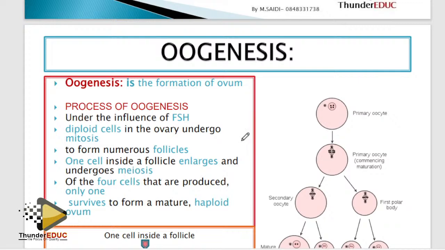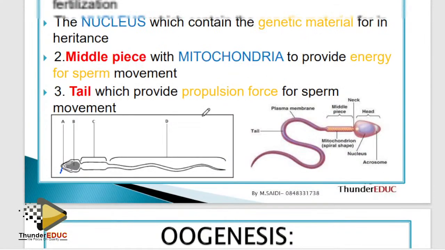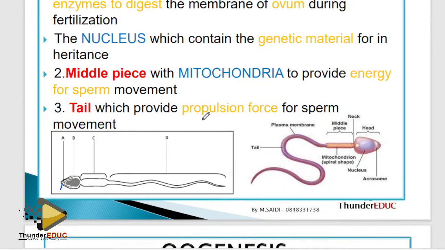Yes, and it's you. All right, oogenesis. Let me tell you how they ask questions here. The first question, the adaptation of the sperm. The adaptation of the sperm for its function. Now you talk about the long tail to provide propulsion force for forward movement. Cool. Long tail, propulsion force for forward movement. Don't just say for movement, for forward movement.